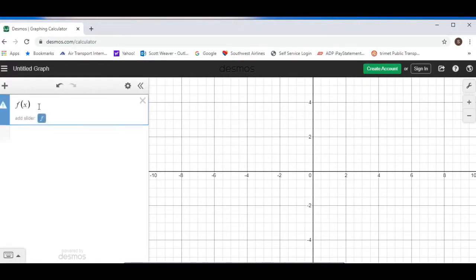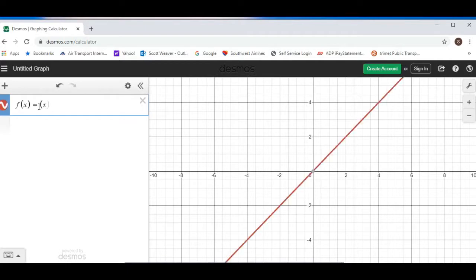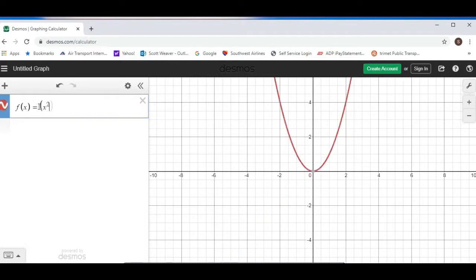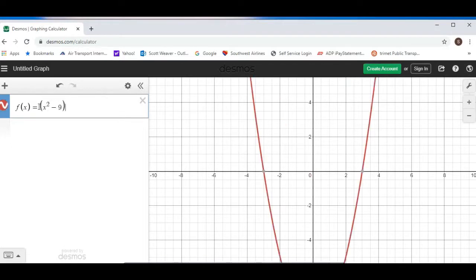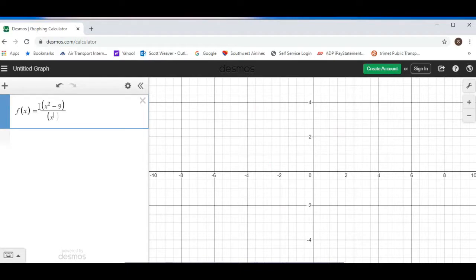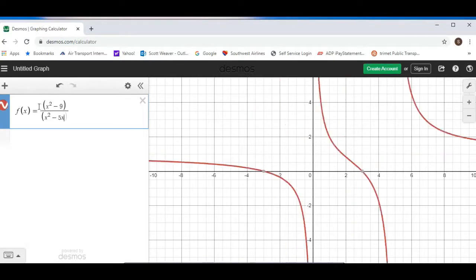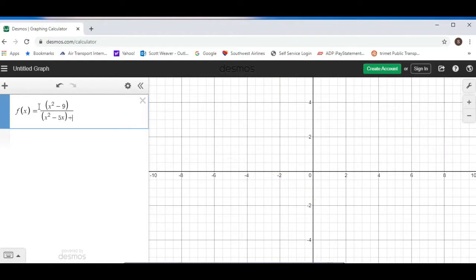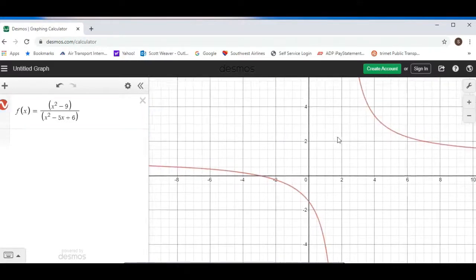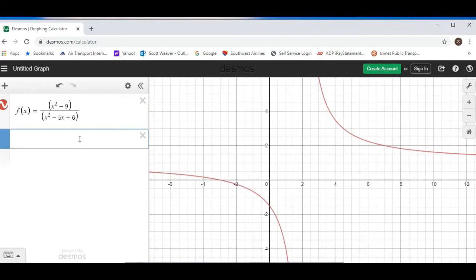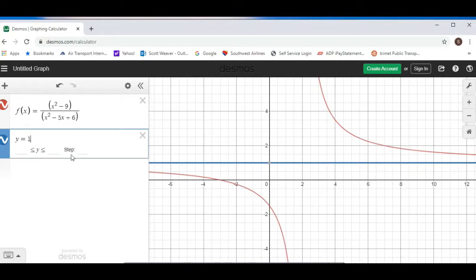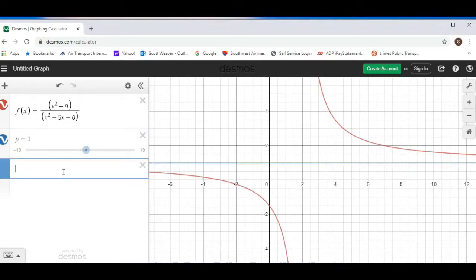Alright, first off, f of x equals, we'll take the first function, x squared minus 9 is the top, and then divided by x squared minus 5x plus 6 is the denominator. Alright, so that is what the graph looks like, and we can put in some of the extras like the horizontal asymptote that we know of, y equals 1, and the vertical asymptote we know of, x equals 2.